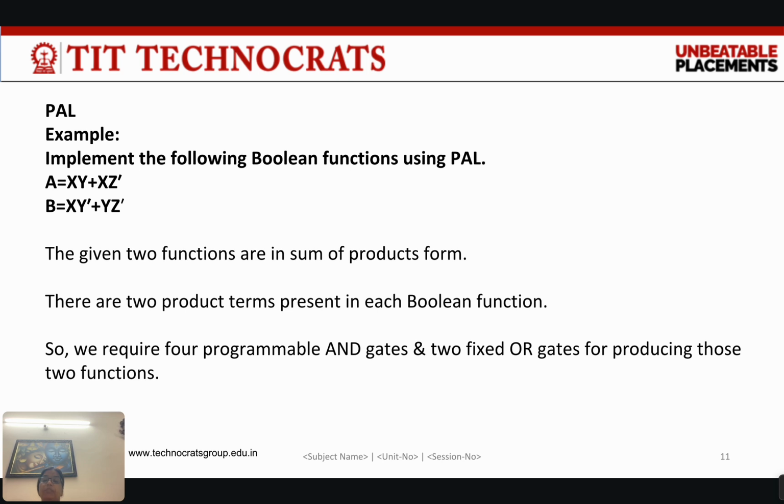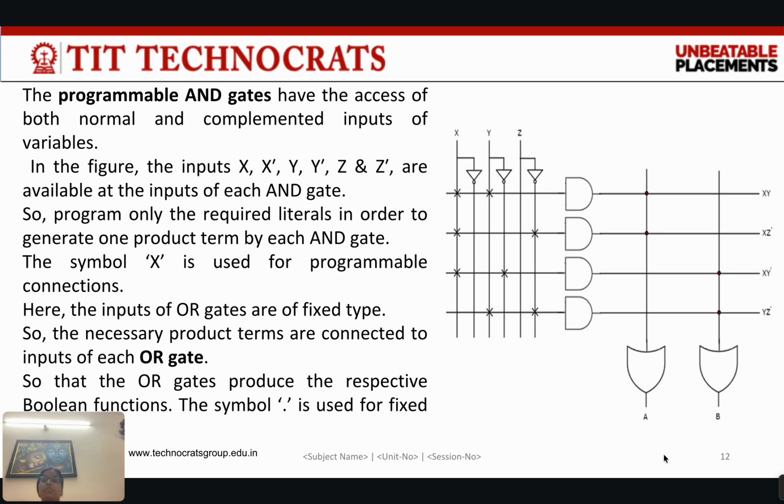In PAL we have the programmable AND gates and fixed OR gates. So for this problem we have 2 fixed OR gates and 4 AND gates. This is shown in the figure: we have 3 inputs x, y and z, 4 AND terms and 2 OR terms for outputs A and B. Programming is done at the AND array plane, and there is a fixed plane at the OR array.